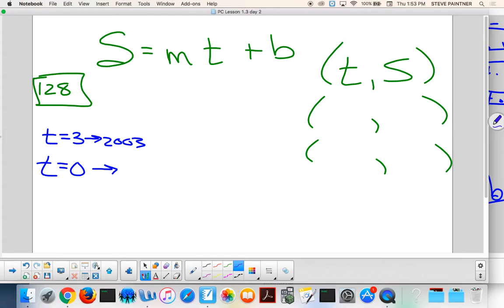So here's what the problem said. If t is 3, we're in the year 2003. So would you please back up to 0? If t is 0, what year is it? 2000, okay. So would you give me a couple points now?